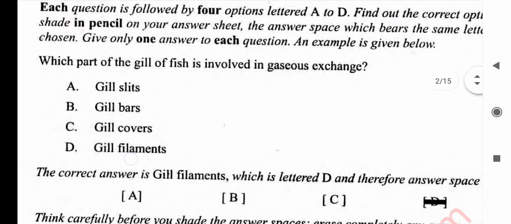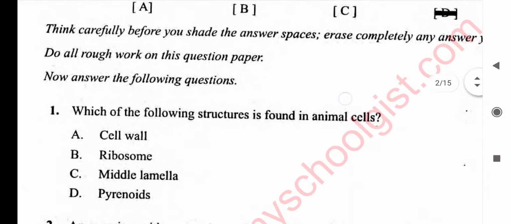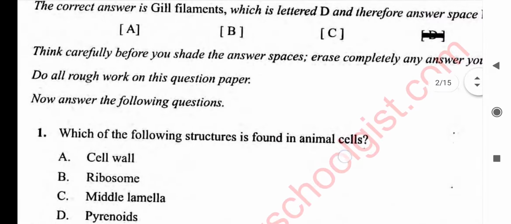The example they gave is, which part of the gill of fish is involved in gaseous exchange? A. Gill slit, B. Gill bar, C. Gill cover, D. Gill filament. The answer is D. Gill filament. So you shade gill filament. Now let's continue.